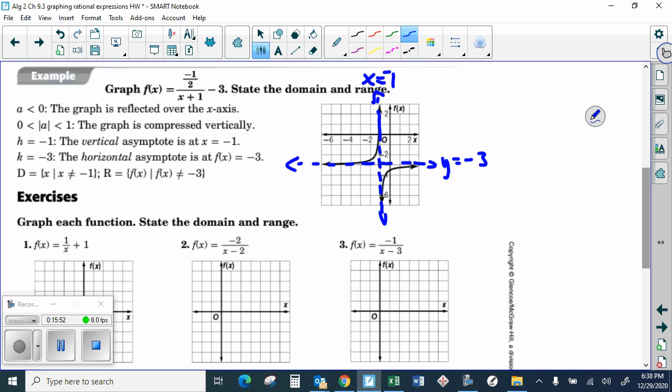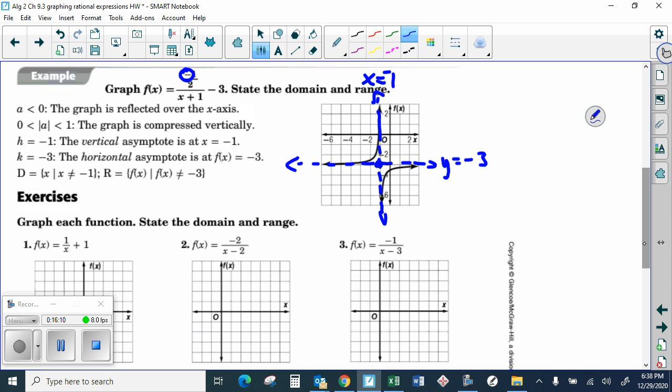Think of your new vertical and horizontal asymptote as your new origin. So this is now the new origin. And so those are my quadrants. So that's why you see the two branches in quadrants 2 and 4 got reflected over the x-axis with that negative sign right there.